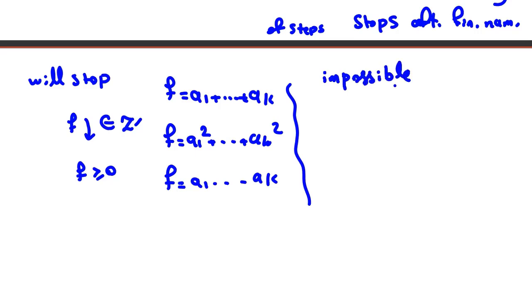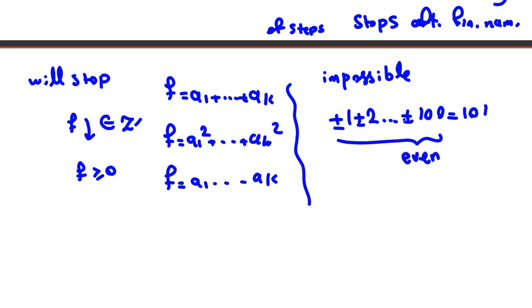And for example, like what? You say plus minus 1, plus minus 2, plus minus 100. It is impossible to select plus minus to reach 101. The reason is what? If you calculate all of them plus, left side will be even. If you change plus to minus, it will also be even. And so it is impossible. For example, this one is considering mod 2. And also number theory useful.